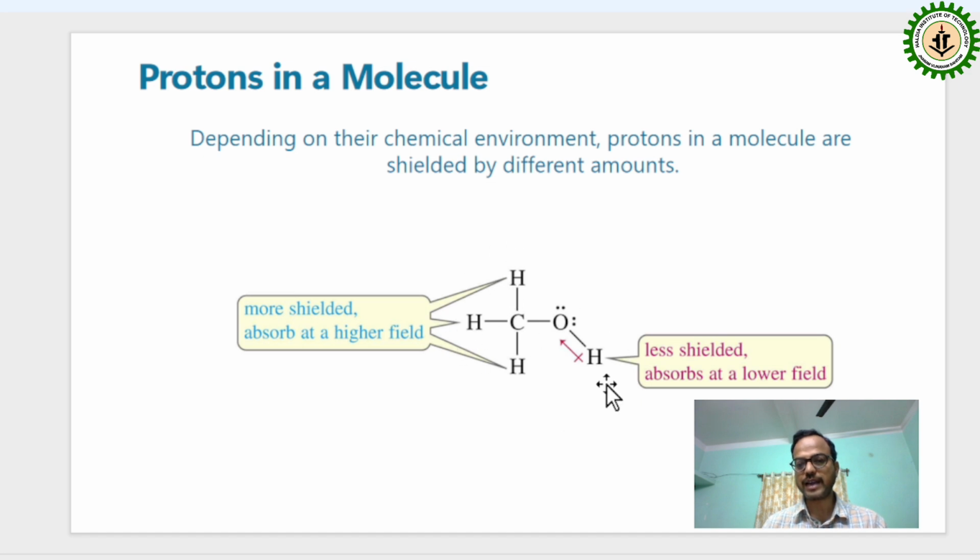So less shielded hydrogens will be more naked towards the external magnetic field, and more shielded hydrogens are much more shielded towards the external magnetic field. So from the previous study we can understand these hydrogens need the least amount of magnetic field, but this hydrogen needs more amount of magnetic field. So two kinds of hydrogen we have got, and we will get two peaks for that.